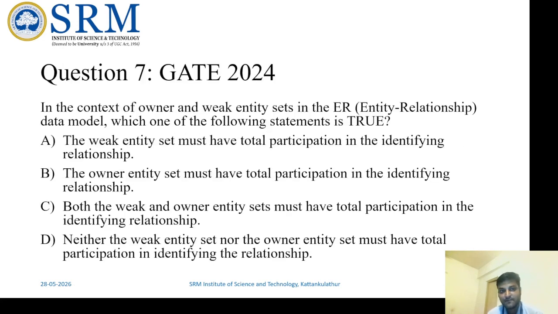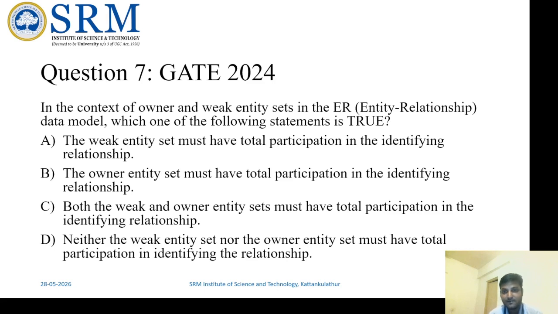Now the next question comes from GATE 2024, on the ER (entity relationship) diagram. Which one of the following statements is true? Option A, the weak entity set must have total participation in the identifying relationship. Option B, the owner entity set must have total participation in the identifying relationship. Option C, both the weak and owner entity sets must have total participation in the identifying relationship. Option D, neither the weak entity set nor the owner entity set must have total participation in the identifying relationship.